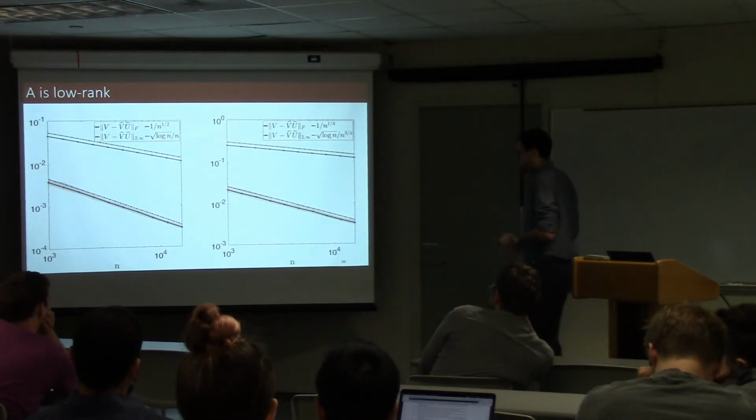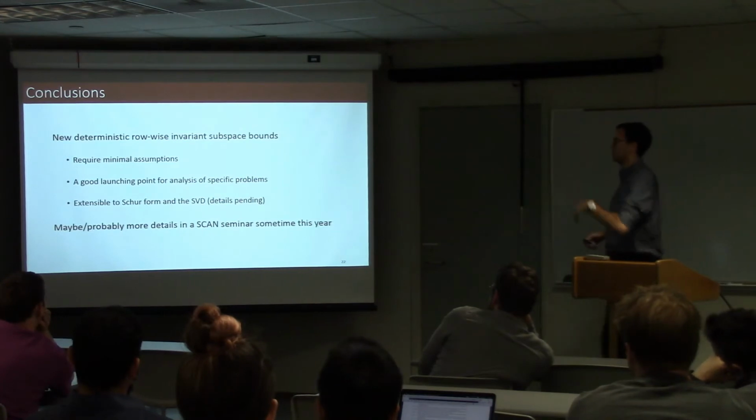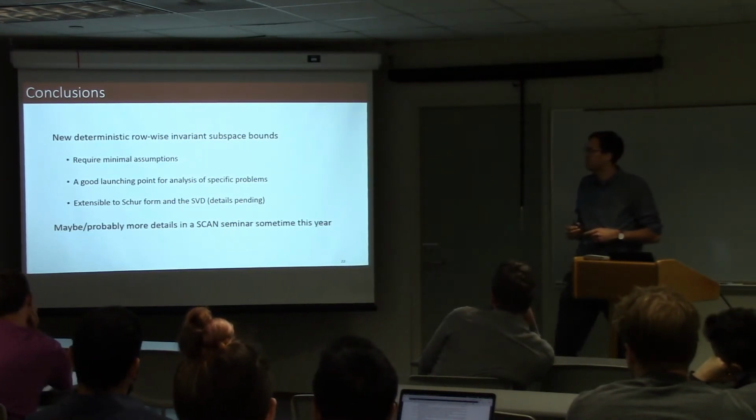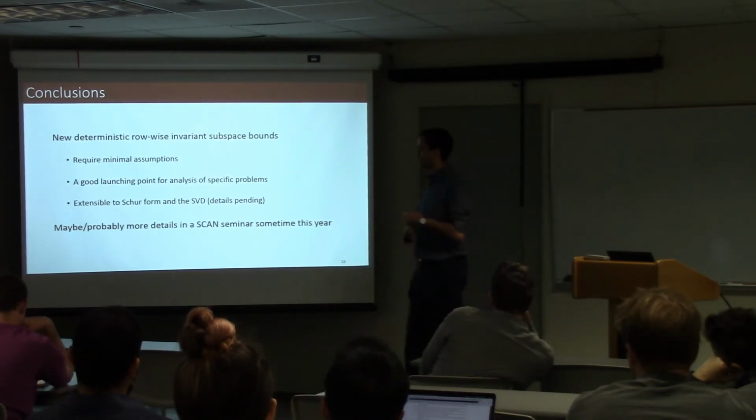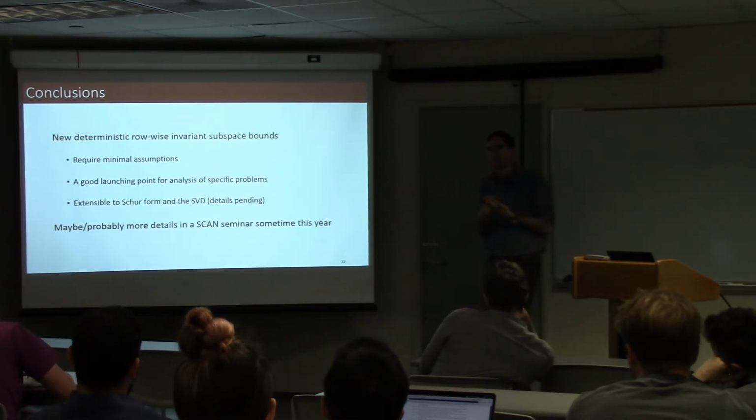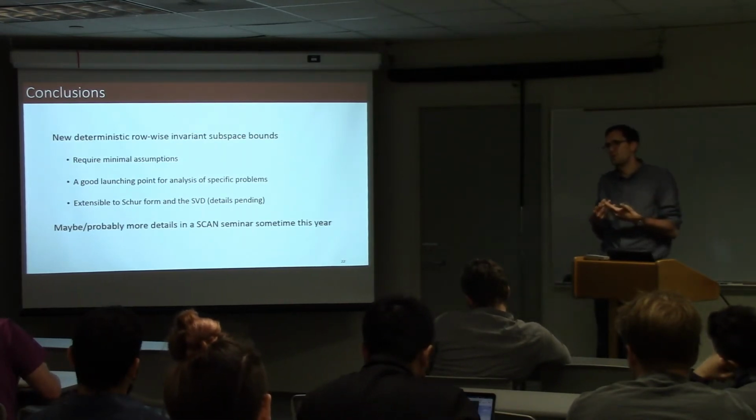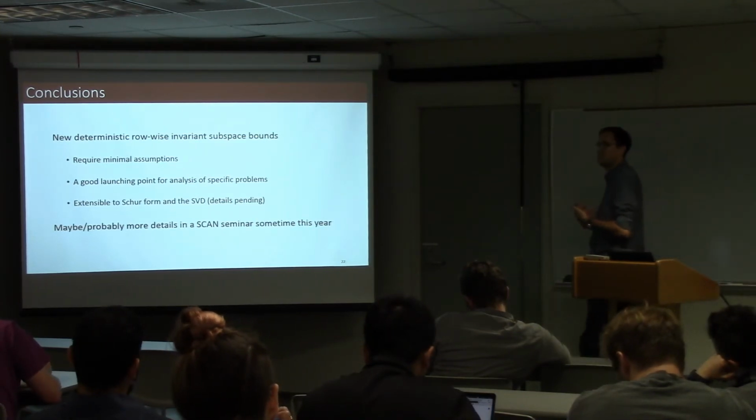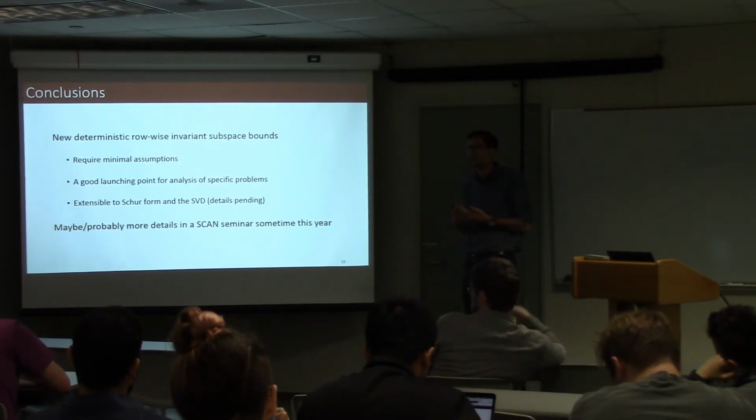All right, so with that, I'll go to conclusions, which is that what we have here are new deterministic row-wise invariant subspace bounds that require minimal assumptions. One of the things I particularly like about them is, I skipped over this slide, but a lot of related work in this area entangles probabilistic analysis with these upper bounds. Our bounds are entirely deterministic, but you can then insert the probability and say, now can I control this under certain assumptions on the matrix E or so on in a relatively straightforward way.